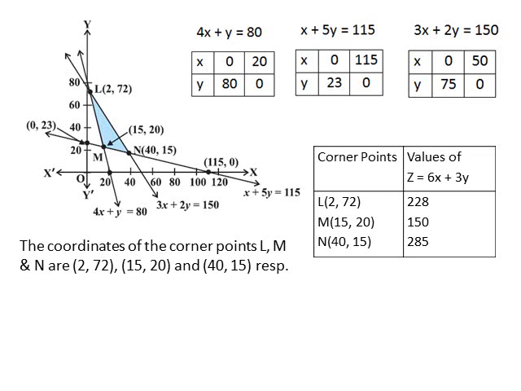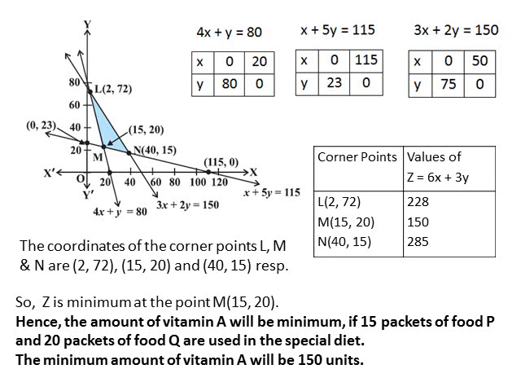At the point M, value of z is 150. At the point N, value of z is 285. So, z is minimum at the point M. Hence, the amount of vitamin A will be minimum if 15 packets of food P and 20 packets of food Q are used in the special diet, and the minimum amount of vitamin A will be 150 units.